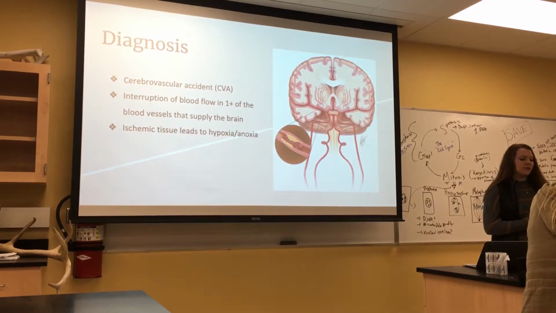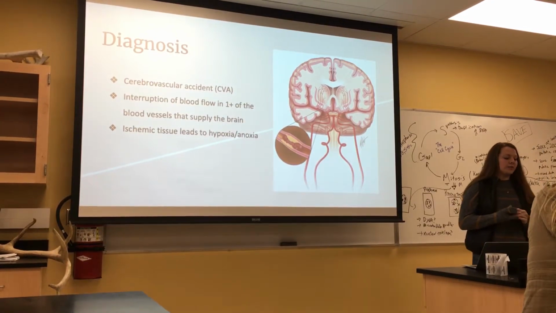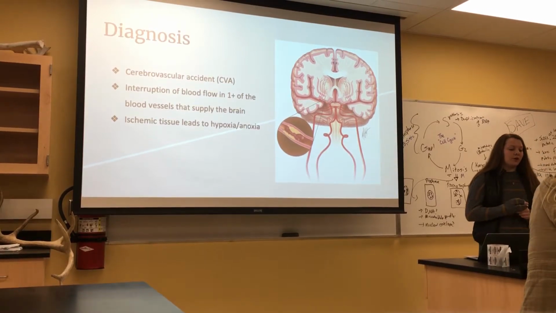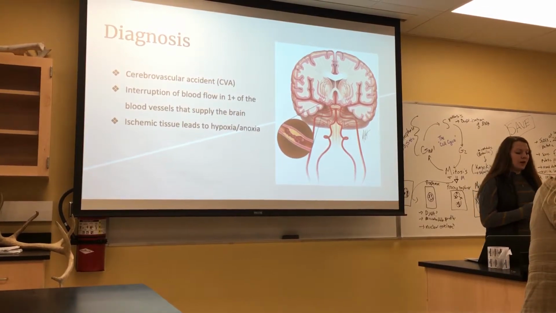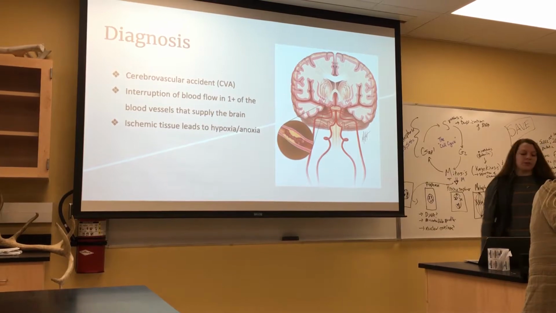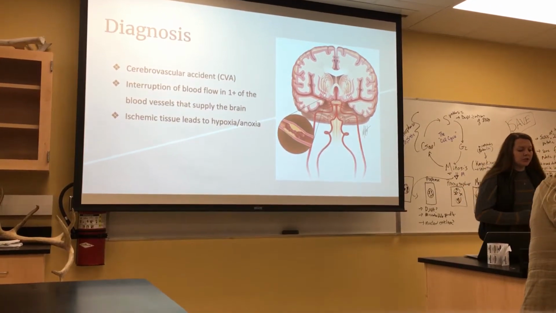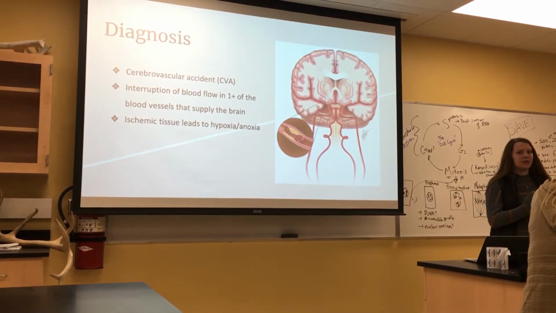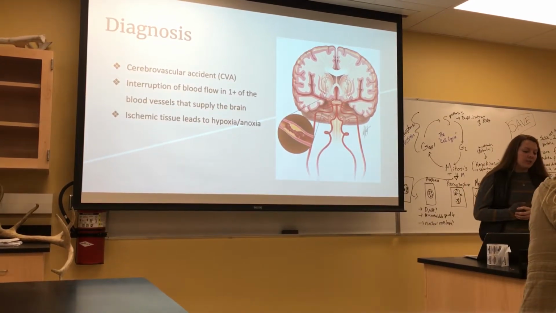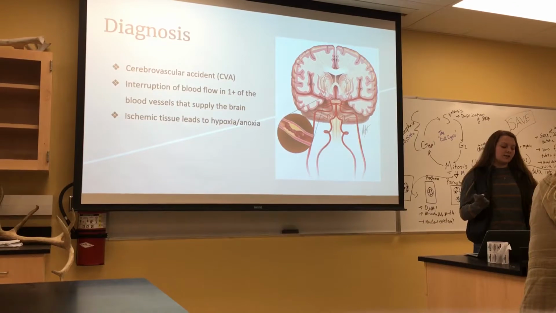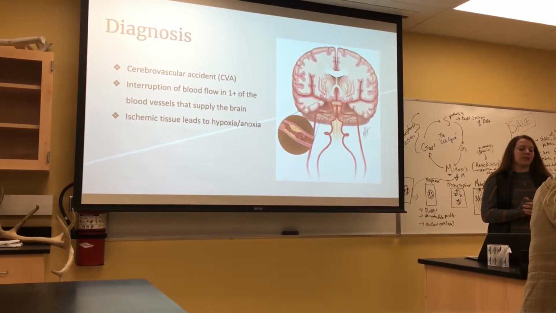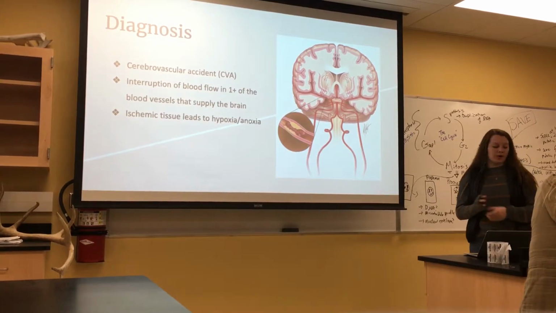So for diagnosis, stroke was formerly known as cerebrovascular accident. It's the interruption of normal blood flow in one or more of the blood vessels that supply the brain, as you can see in that picture. The tissue becomes ischemic, which means insufficient blood supply, leading to hypoxia or anoxia, which is the absence of oxygen, with destruction of necrosis, which is the death of cells, of the neurons, glia, and vasculature, which is the arrangement of blood vessels of an organ or part of the body.